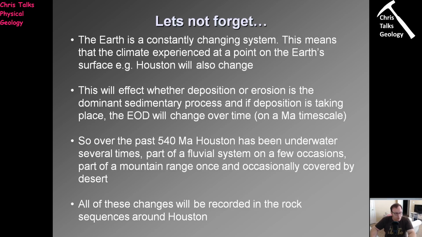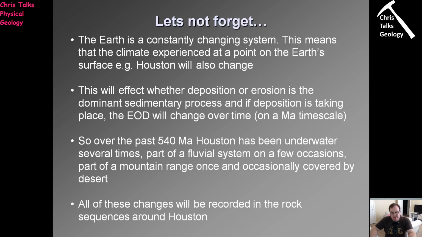So why is this really important to us? Well, we need to remember that the Earth is a constantly changing system. And this means that the climate experienced at any point on the Earth's surface has changed over time. So this means the climate that was experienced in the Houston area 10 million years ago will not be the same as the climate we have now. And so this is obviously going to affect the environments of deposition. So over time, the environments of deposition at a given point on the Earth's surface will change.